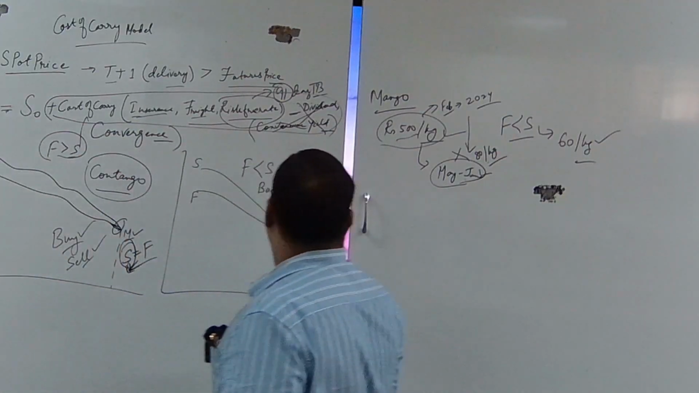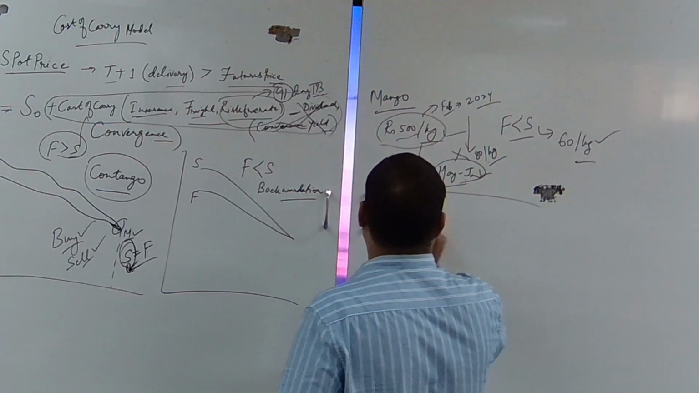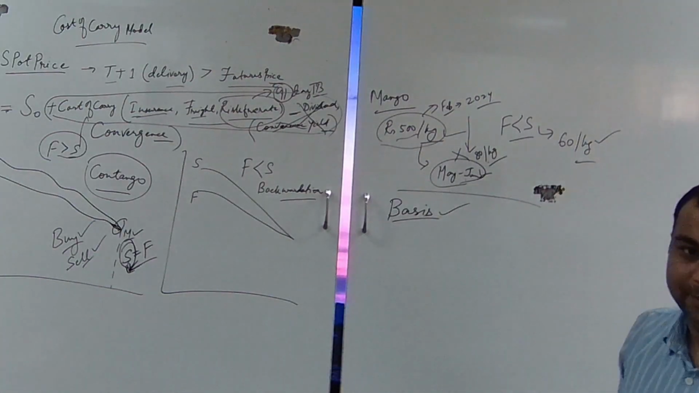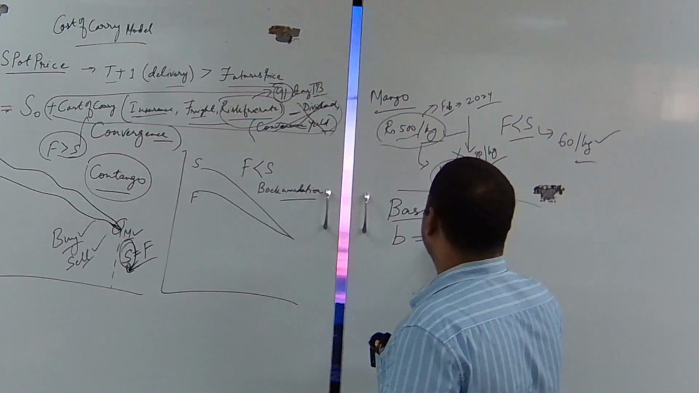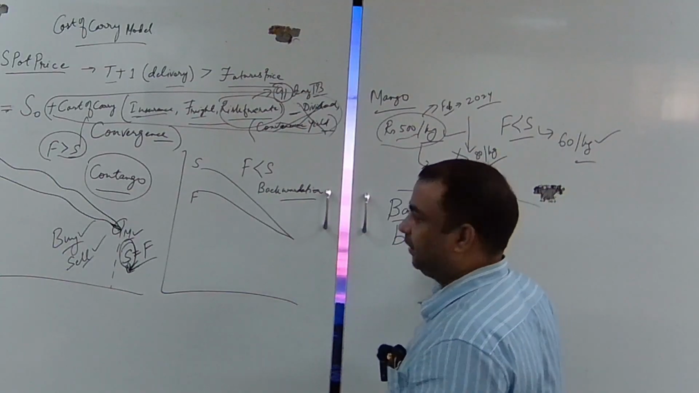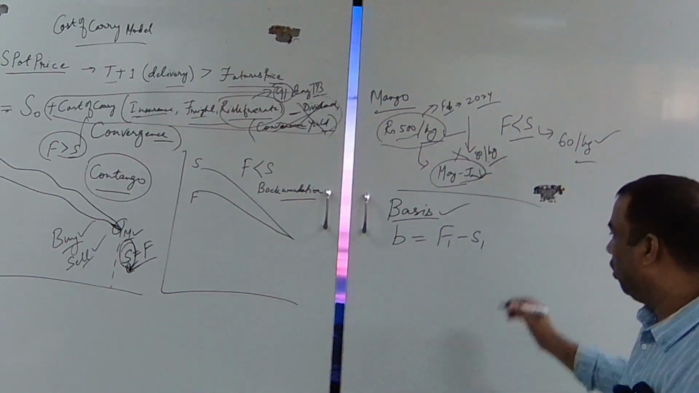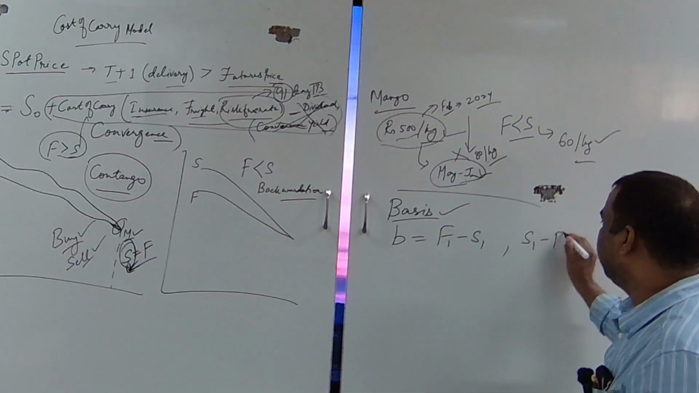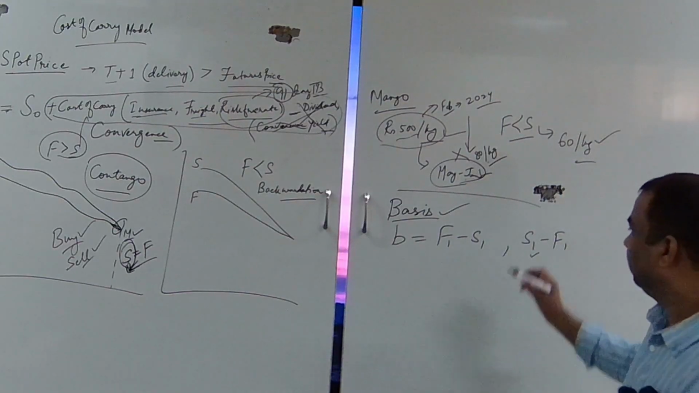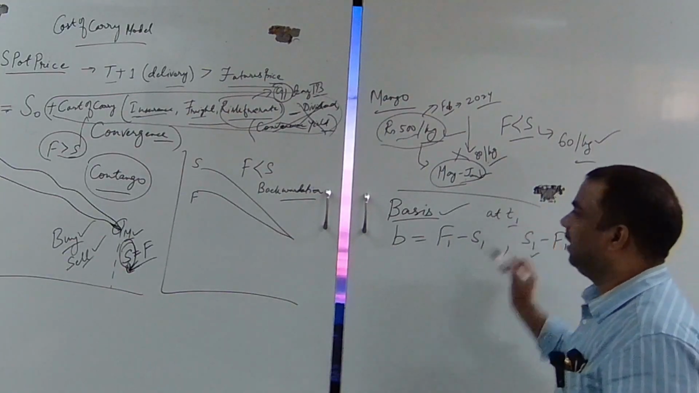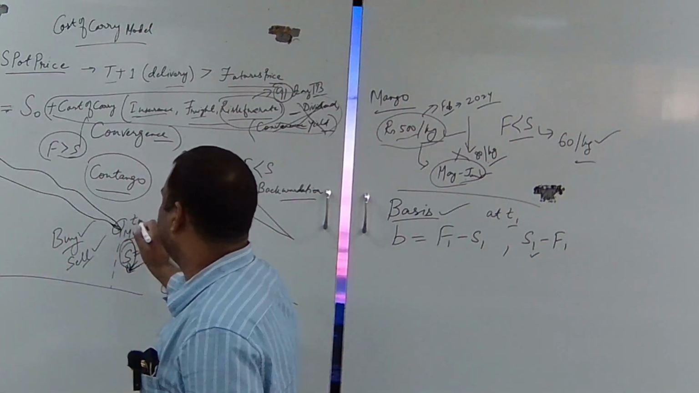Now the next topic is basis. Basis is equal to future price minus spot price, or sometimes spot price minus future price. This is the price at time t1. You can take t1 at any time. For example, here we have t1 time, here we have t2 time.